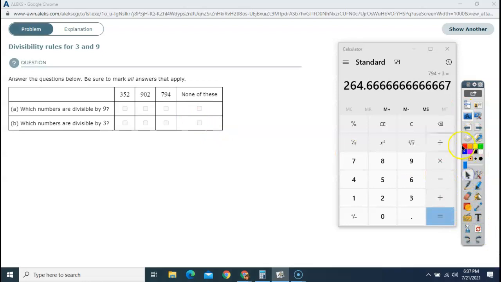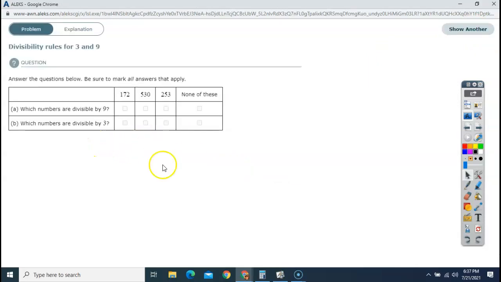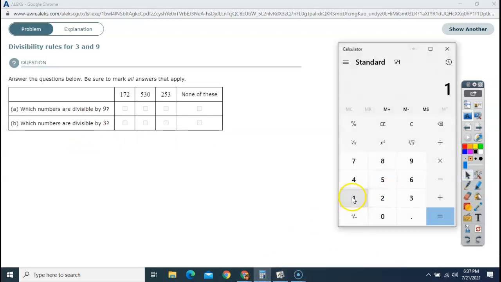I always go with 9 first because you can divide 9 by 3. So if you can divide it by 9, you can divide it by 3. Alright, let's try the 172. 172 divided by 9. Nope. Watch what happens when we try to do it by 3. Divided by 3. Nope. So 172 is out.